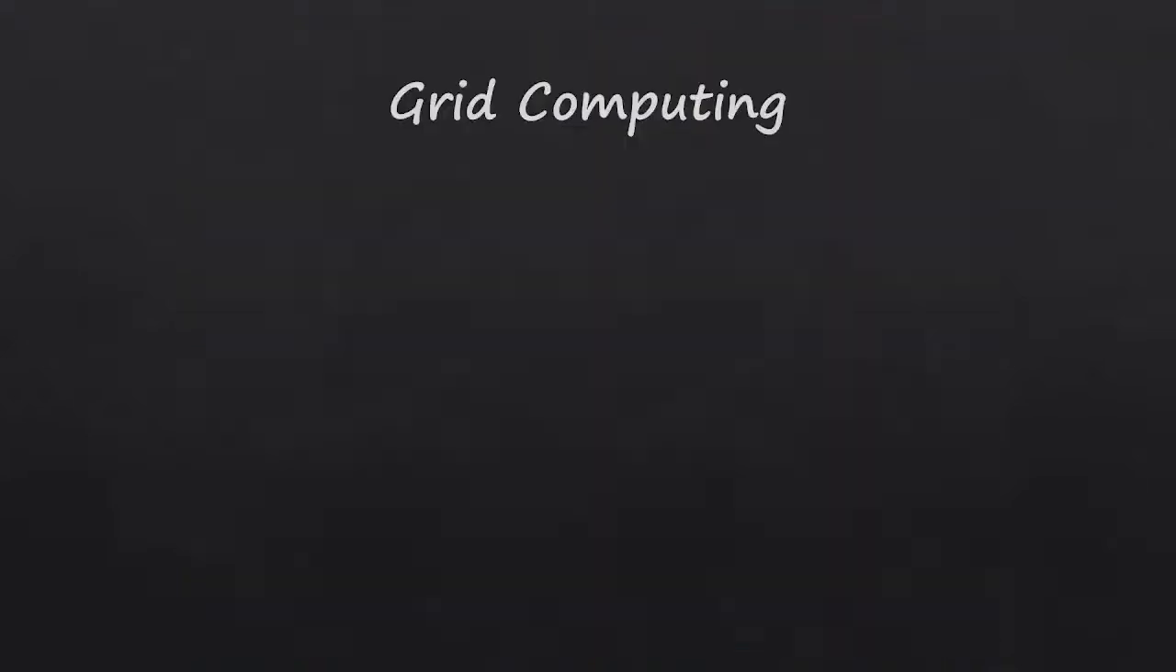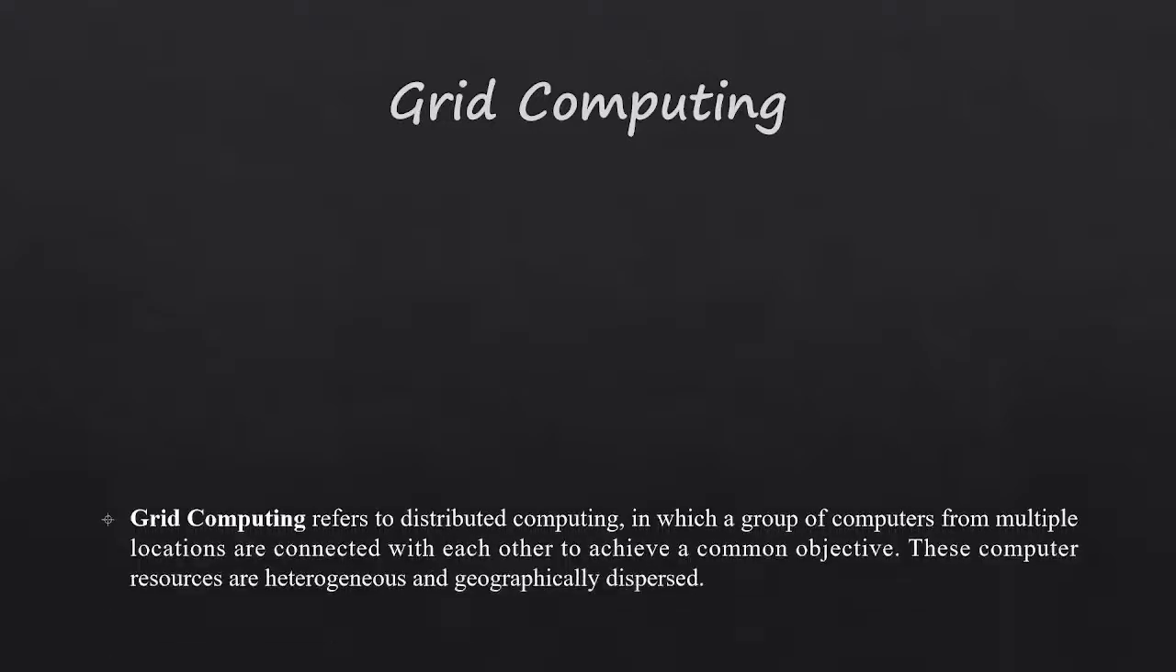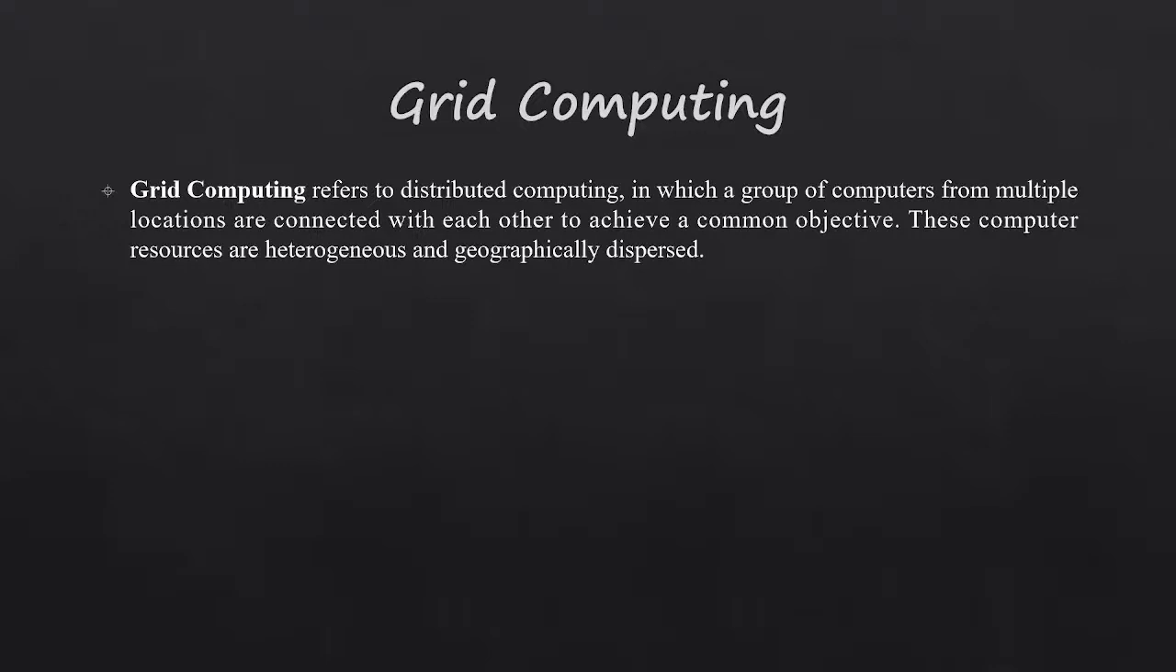Okay. Now the next thing comes, that is grid computing. This is the third component there, technology. So grid computing refers to the distribution of the computing services in which a group of computers from multiple locations are connected with each other to achieve a common objective. So simply, we all are connected to each other to accomplish one objective.